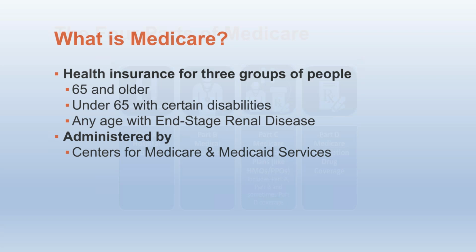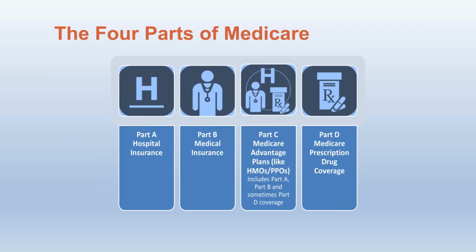The four parts of Medicare. Medicare covers many types of services, and you have options for how you get your Medicare coverage. Part A, hospital insurance, helps pay for inpatient hospital stays, skilled nursing facility care, home health care, hospice care, and blood. Part B, medical insurance, helps pay medically necessary services like doctor visits and outpatient care.